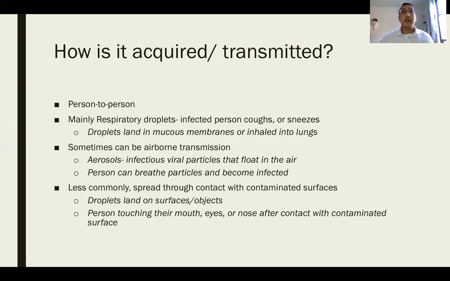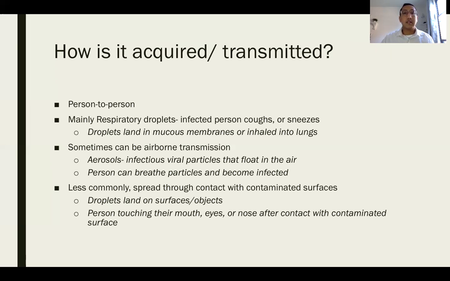So how is it acquired or transmitted? Typically, it's from person to person, and the main way that the experts say that it's spread is through respiratory droplets. What this means is that when a person is infected with coronavirus, whenever they sneeze or cough, droplets land into the mucous membranes, such as the mouth, nose, or eyes, which causes the infection. Or these droplets can also be inhaled directly into the lungs.